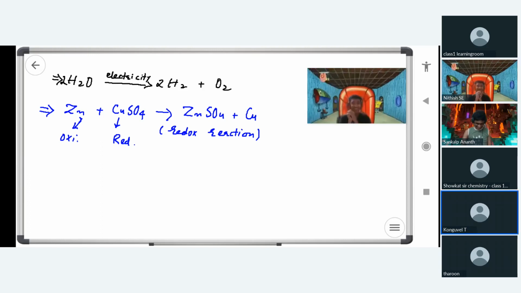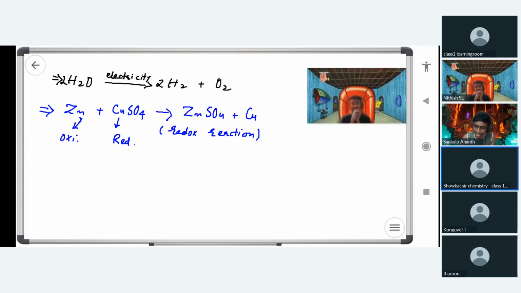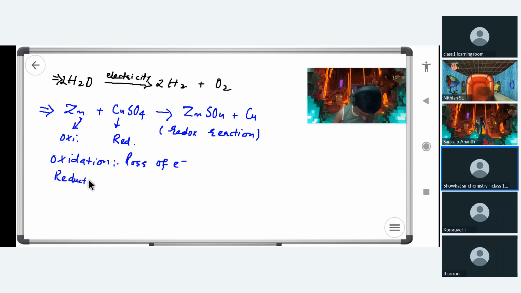It is not necessary that the reaction has oxygen and hydrogen. It can also be electrons. When there is loss and gain of electrons, that is also a redox reaction. Oxidation is loss of electrons, and reduction is gain of electrons. I will write it here: oxidation means loss of electron, and reduction means gain of electron. Are you getting it? Yes, sir.